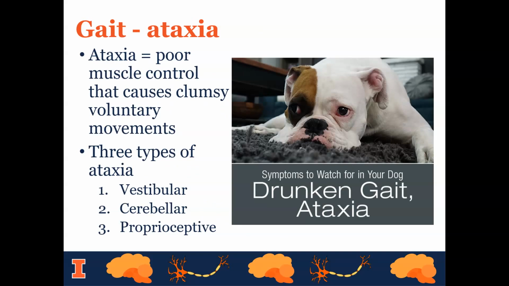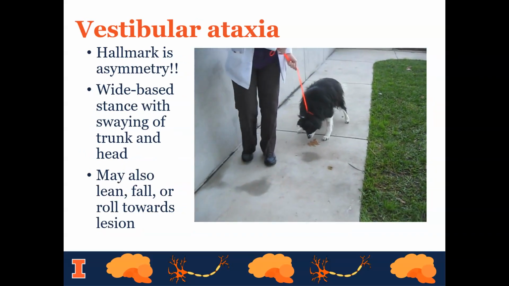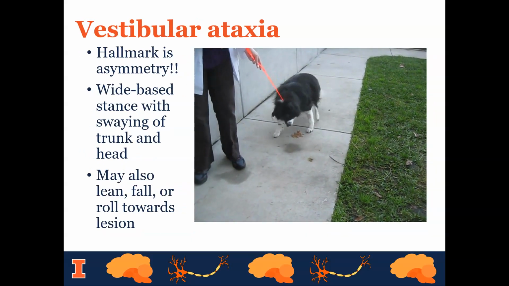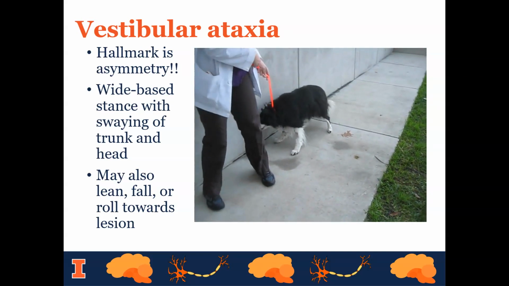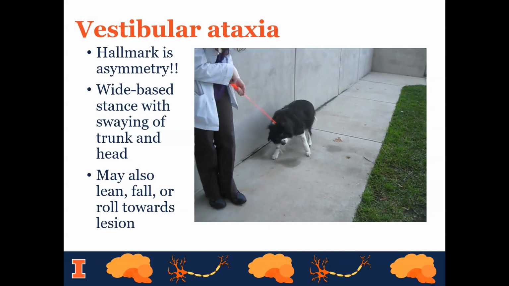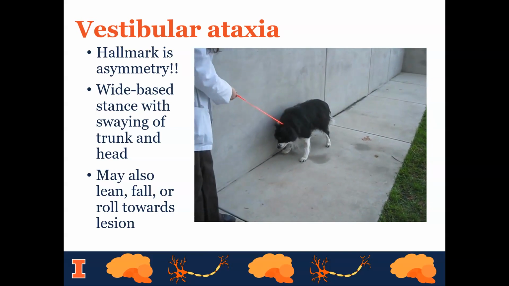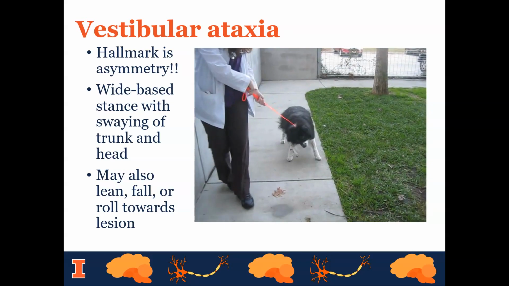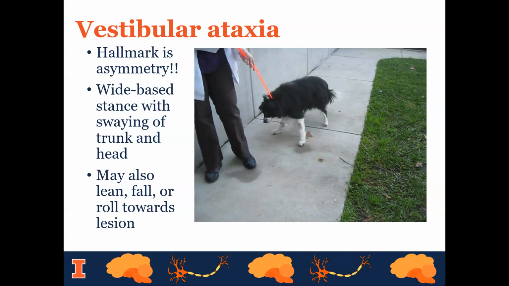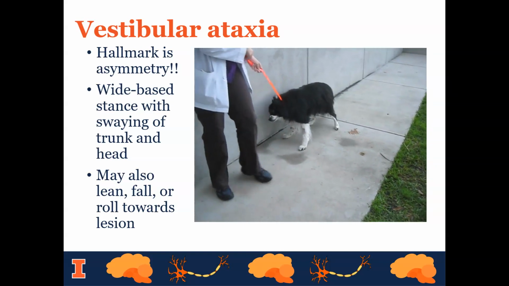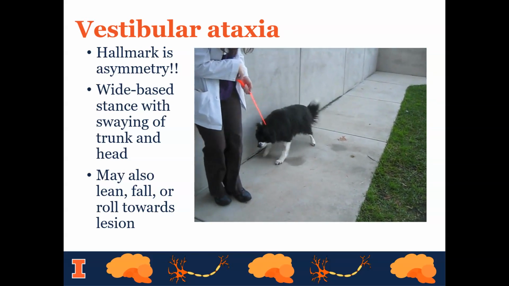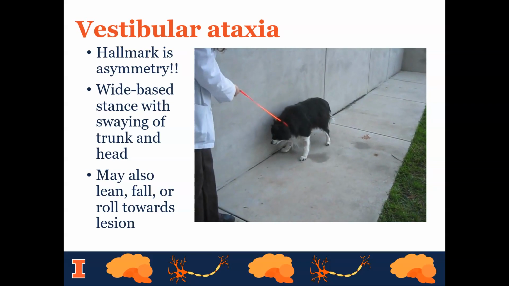So ataxia has three main types. We think about vestibular ataxia, cerebellar ataxia, and proprioceptive ataxia. And all of these can describe incoordination of the body, limbs, and head. So with vestibular ataxia, probably our biggest clue is a head tilt. So if you see that head tilt, you already know there's a vestibular component to this ataxia. But we can also see this wide base stance, and we can see a real difficulty moving in a straight line and a tendency to lean and drift towards that same side of the head tilt. So if we're seeing that leaning and drifting, we should start looking for that head tilt and thinking about vestibular disease.